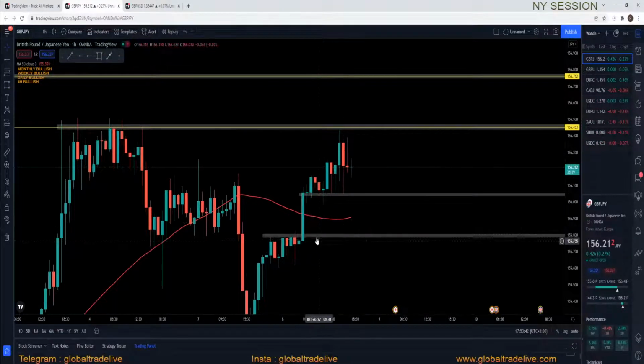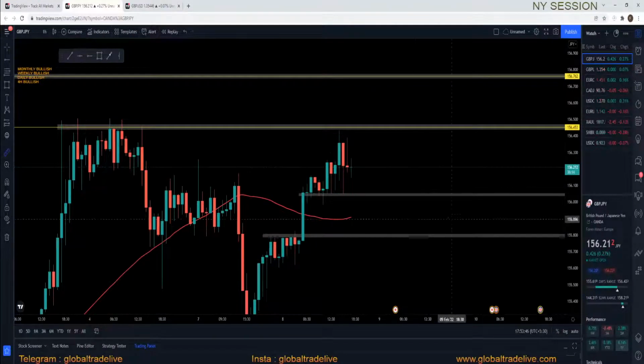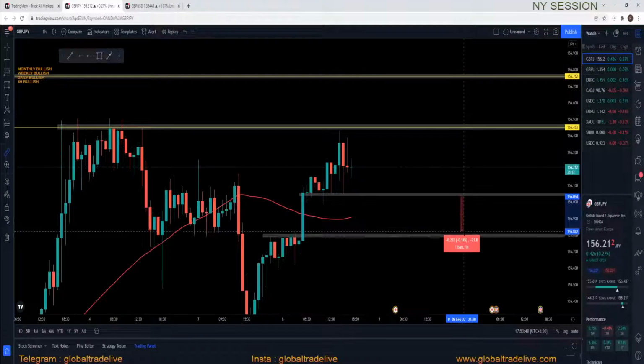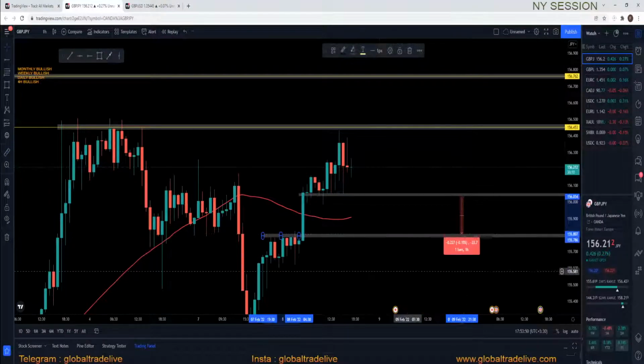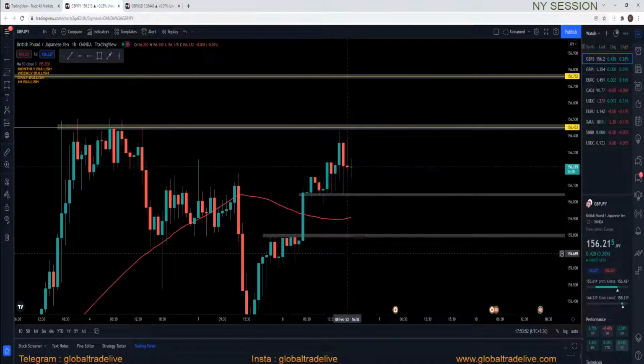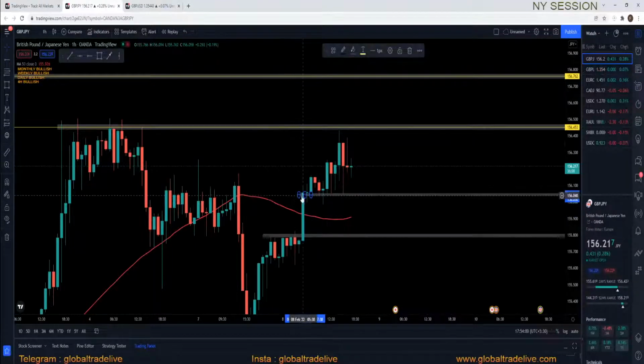So we have a clean range below this area and this area, so we need to calculate the range as well over here. This range is about 22, 23 pips, you can say, and that's a pretty nice range. So we have our buy idea now, we have our sell idea now, right? So let me just clear this over here a little bit.